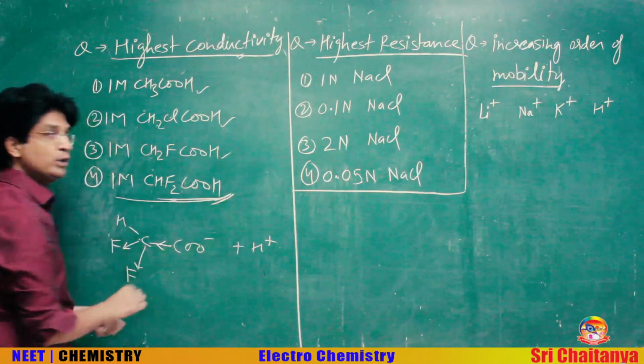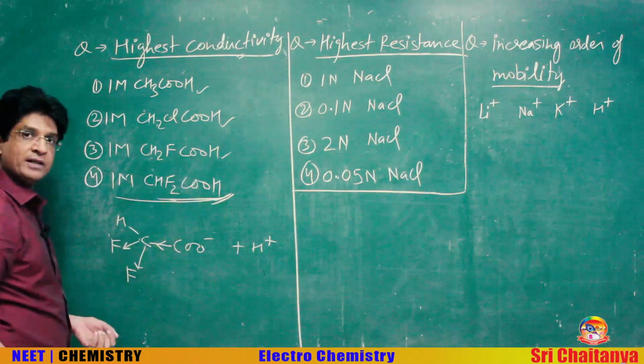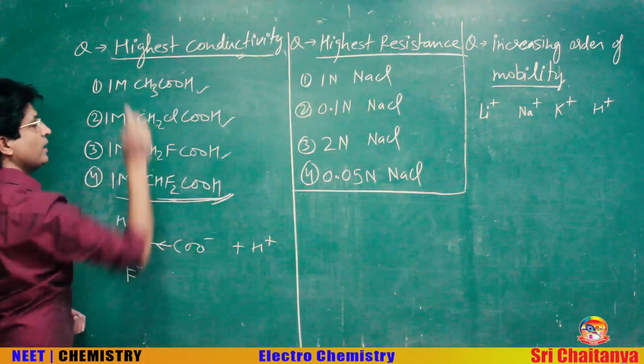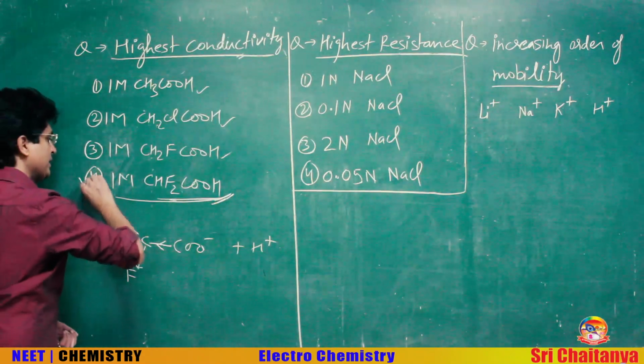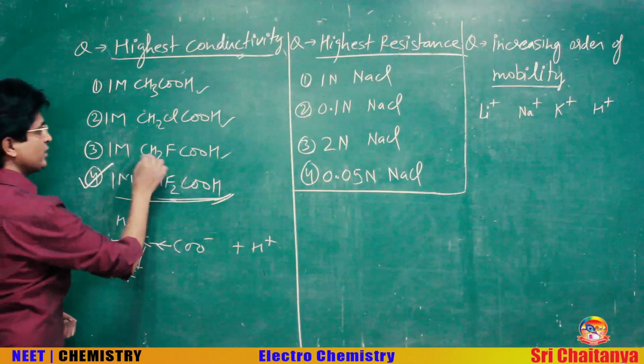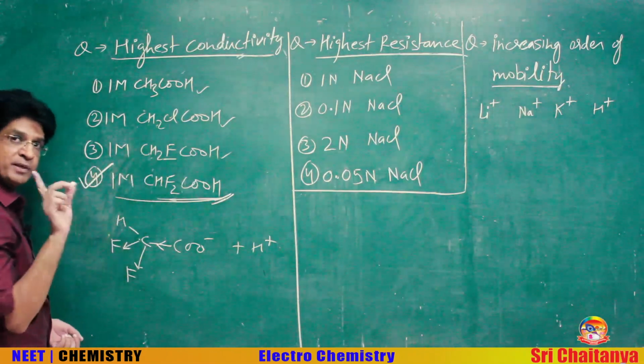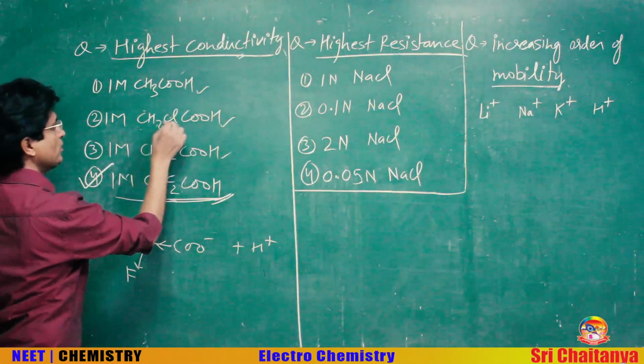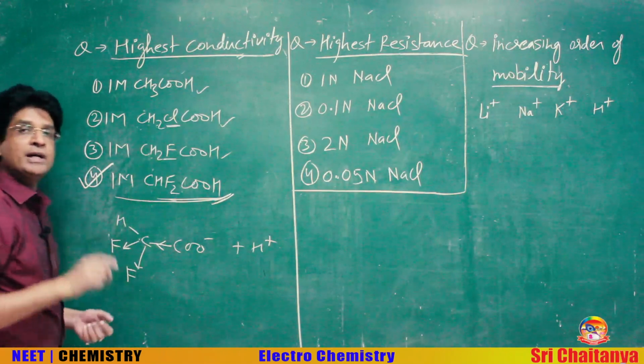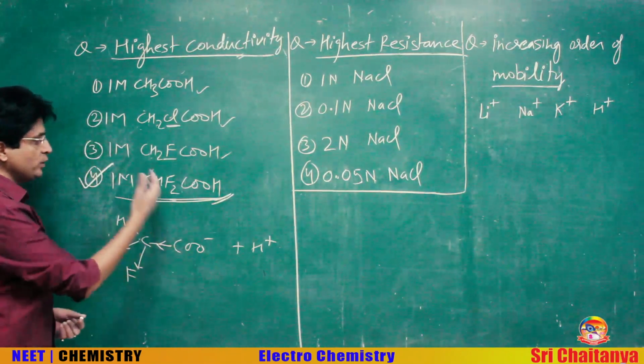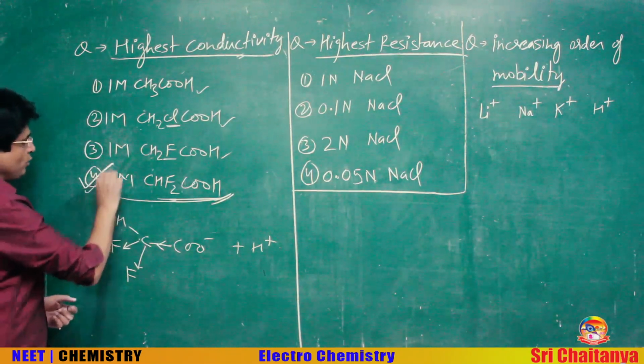CHF2COOH will dissociate to a greater extent, giving more number of ions. So more number of ions means higher conductivity or conductance. So answer will be 4th. In CH2FCOOH, only 1 fluorine is there to disperse the charge, and in CH2ClCOOH, there is chlorine, but chlorine is not that electronegative as compared to fluorine. So clearly the 4th one is the right answer.